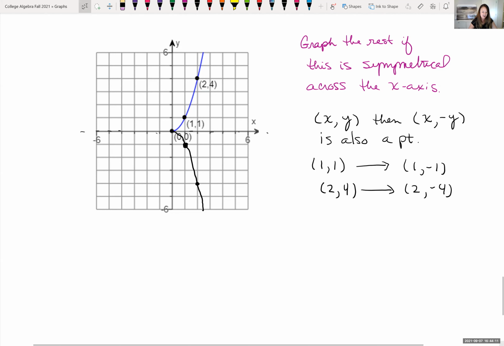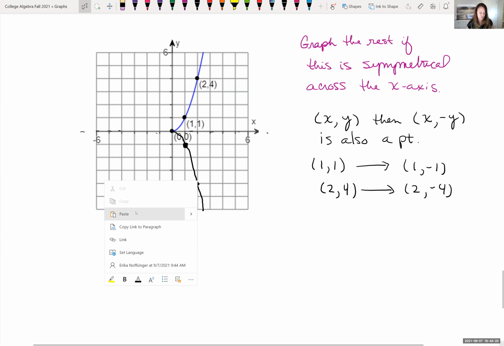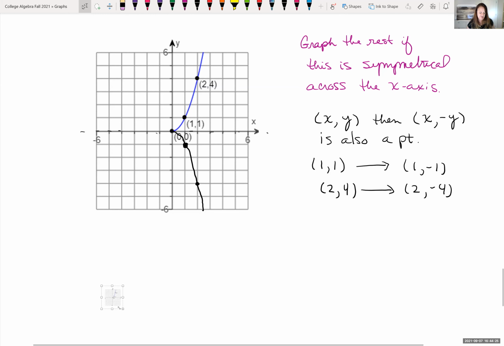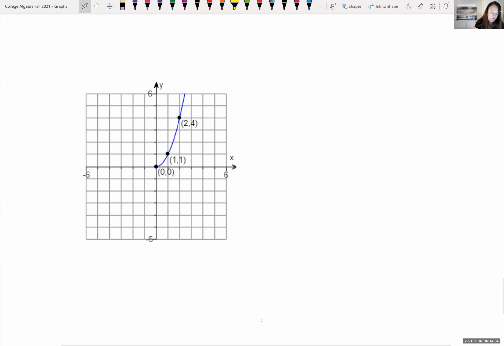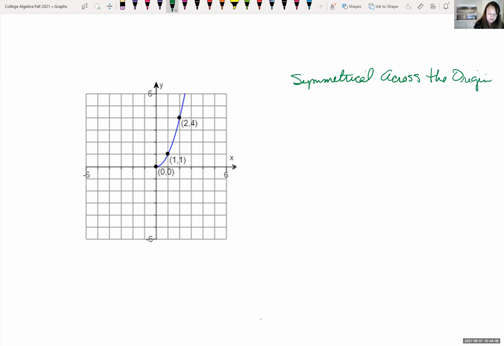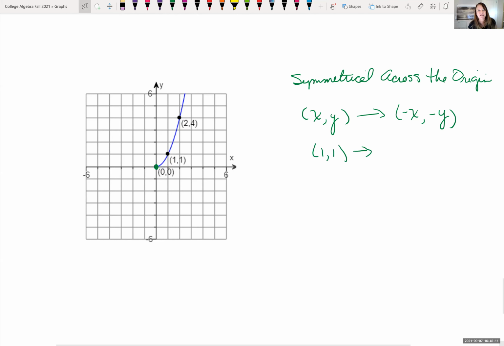What if it was the same graph, but it says graph it if it was symmetrical with the origin? So if this was symmetrical across the origin, that means any point x, y that's on our graph, then that's going to give us points negative x, negative y that are also on the graph. Not the same point, but points that are also on the graph. And so 0, 0, changing the sign doesn't do anything. 1, 1 though is going to become negative 1, 1. Oops.